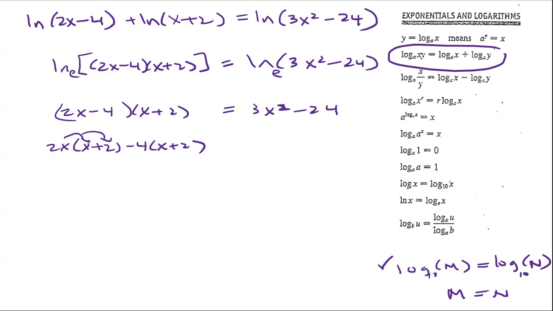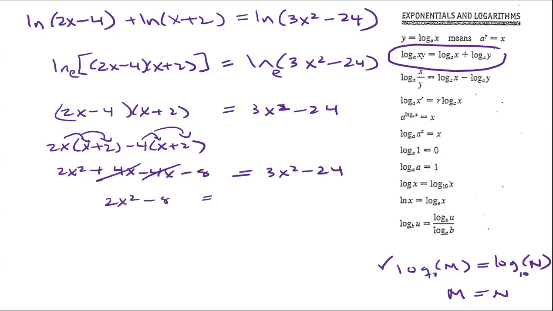Okay, so I'm going to distribute each term, and we'll get 2x squared plus 4x. Then distribute this. So you have to be careful. This is a minus 4x, and then negative 4 times 2 will also be a negative 8. That's a common mistake students make. They only do it to the first term, but they forget to multiply the negative to the second term. Right? And then the right side, I still have the 3x squared minus 24. Okay, so on the left side, the 4x and the minus 4x are going to cancel. So that leaves us with 2x squared minus 8 equals 3x squared minus 24.